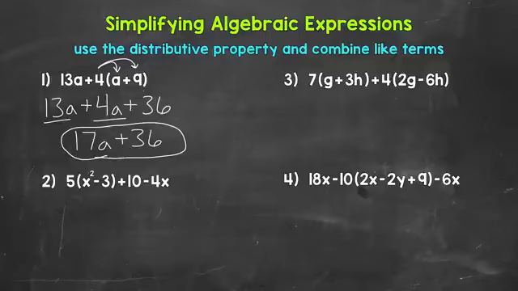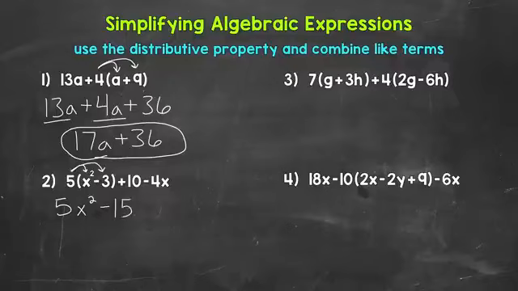Let's move on to number 2, where we have 5, and then in parentheses x squared minus 3, end parentheses, plus 10 minus 4x. Let's start by using the distributive property in order to remove the parentheses. Then we can look to combine like terms. Let's distribute this 5 to the x squared and to the negative 3. 5 times x squared gives us 5x squared, and then 5 times negative 3 gives us negative 15.